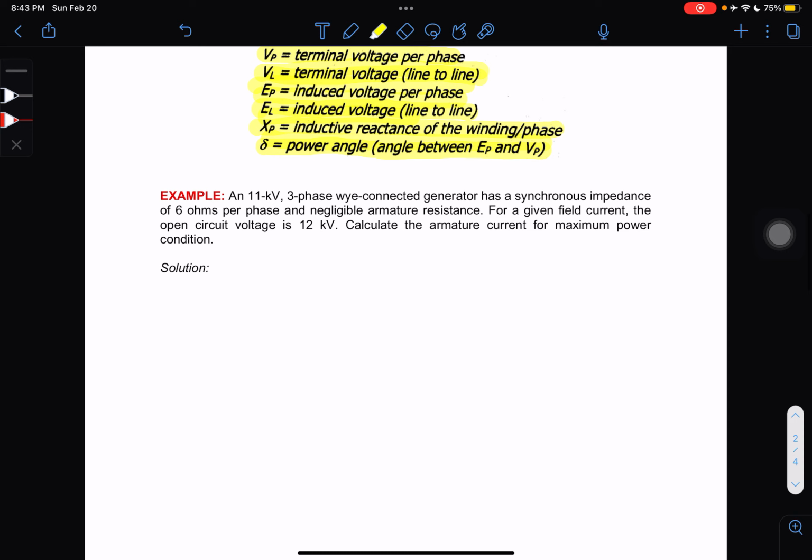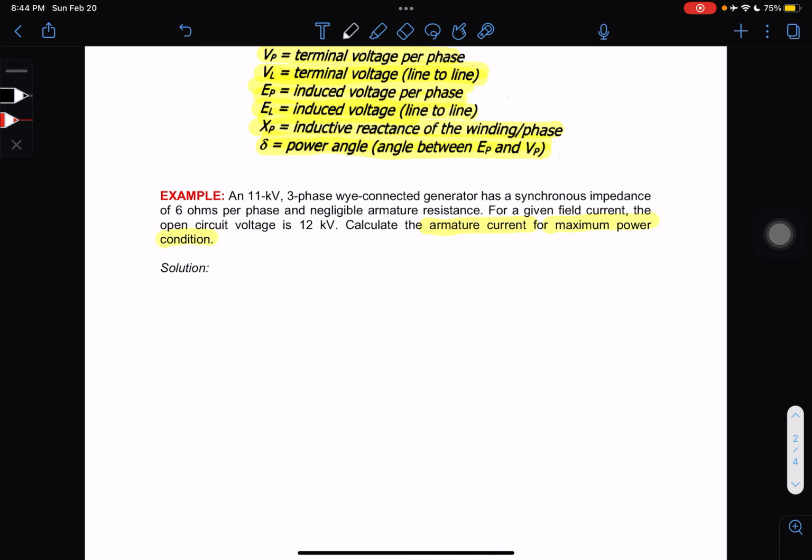So let's have a problem. An 11,000 kilovolts 3-phase Y connected generator has a synchronous impedance of 6 ohms per phase, a negligible armature resistance. For a given field current, the open circuit voltage is 12 kilovolts. Calculate the armature current for maximum power condition. So, given the problem, we need to solve for the armature current at our maximum power condition.